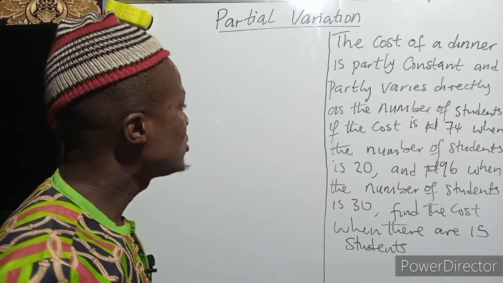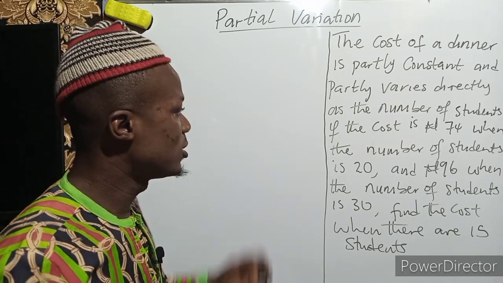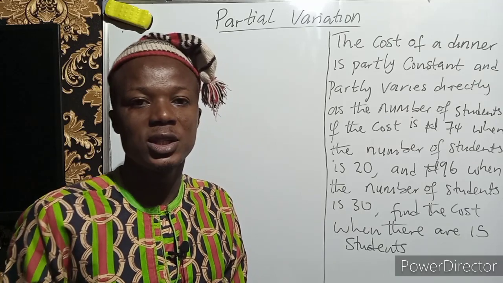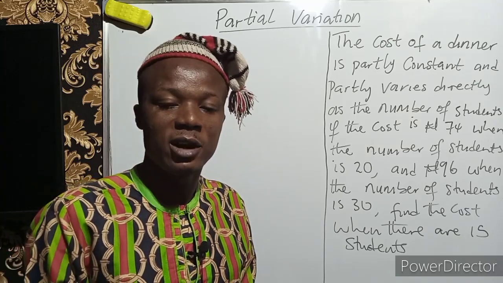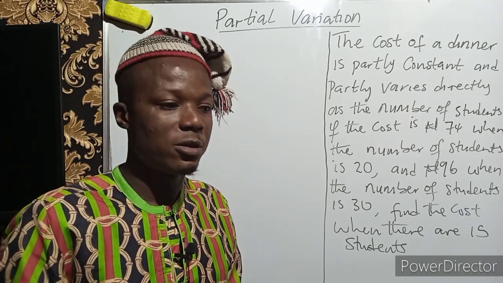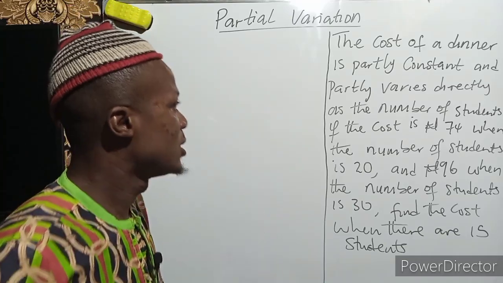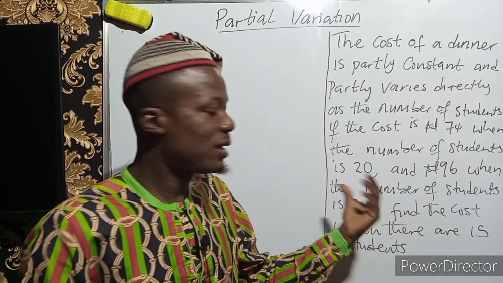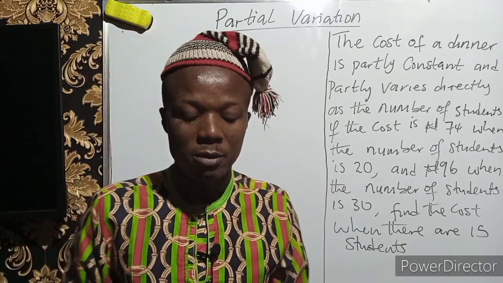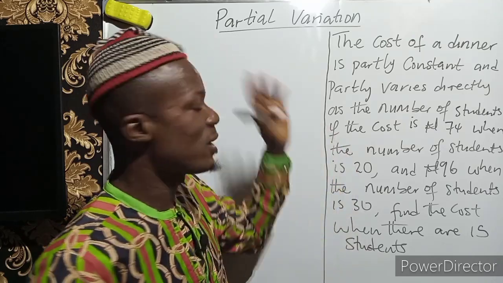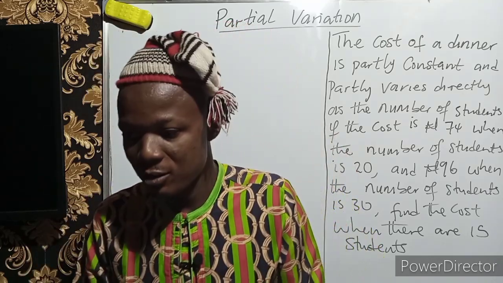In this video we are going to discuss partial variation. If you've been following my works on variation, you will see that I've discussed the direct variation, the inverse or indirect variation, the joint variation. Now it is time for partial variation. There is a question we have at hand here pertaining to this partial variation. But before I start solving this question, let us see the overview of what partial variation is all about.